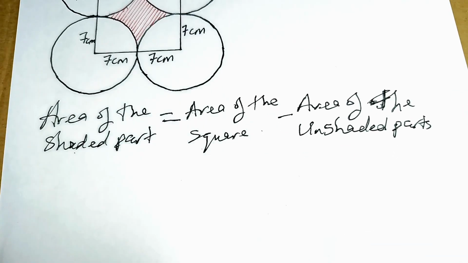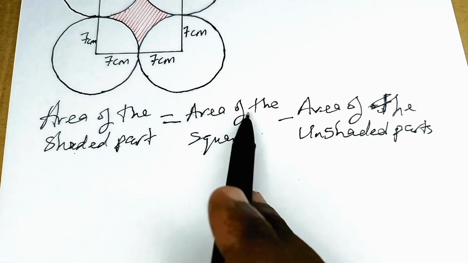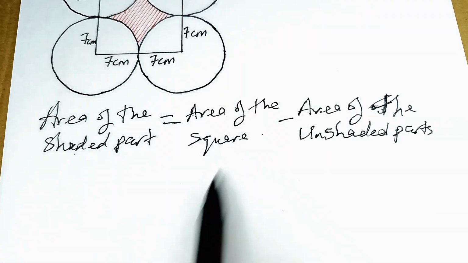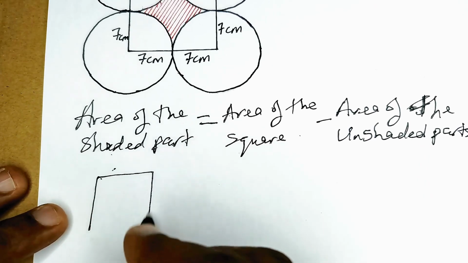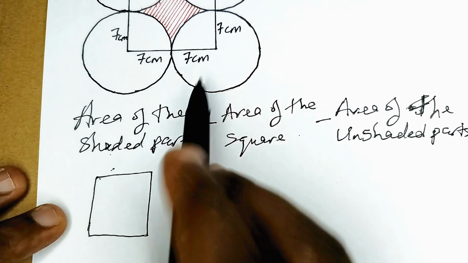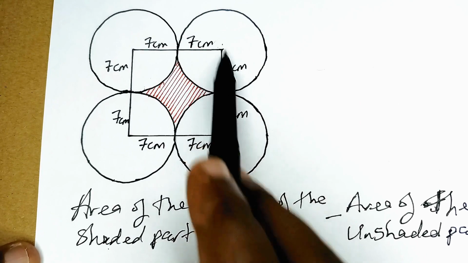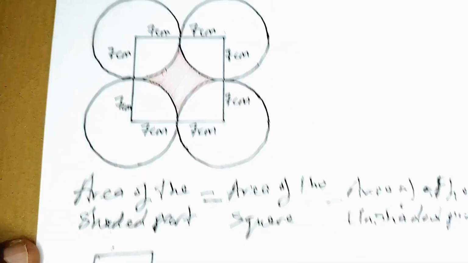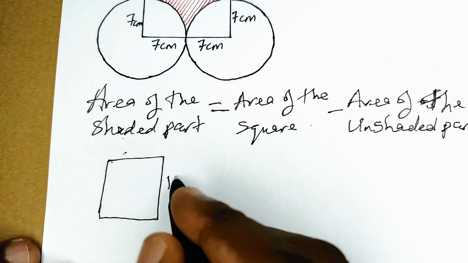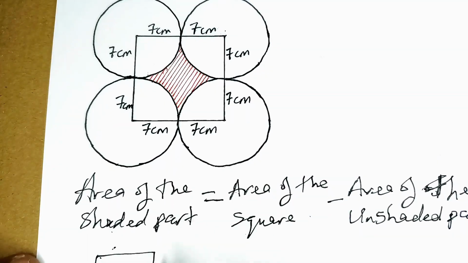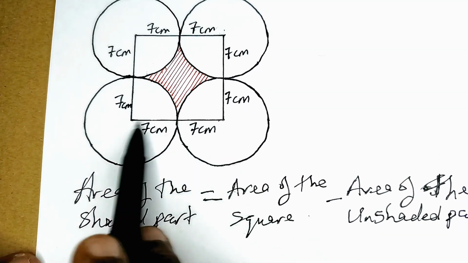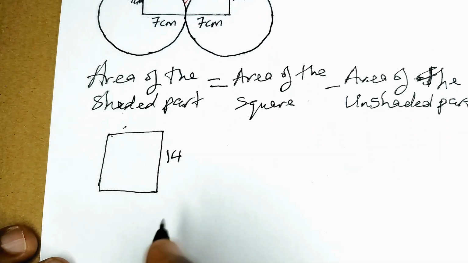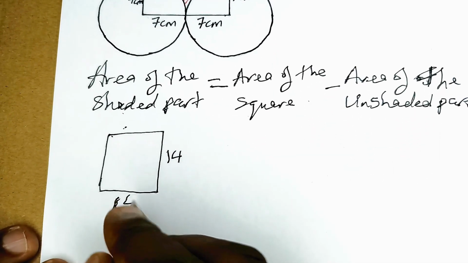Now, let's take out this square, because the first thing we have to do is to find the area of the square. This is the square, for example. Now, you can see here, from here to here is 7. From here to here is 7. So 7 plus 7, that's 14. So we have 14 over here. Here also, 7 plus another 7, that's another 14.